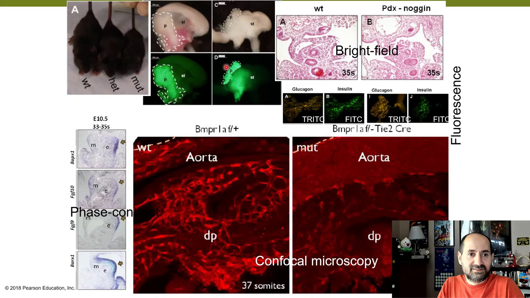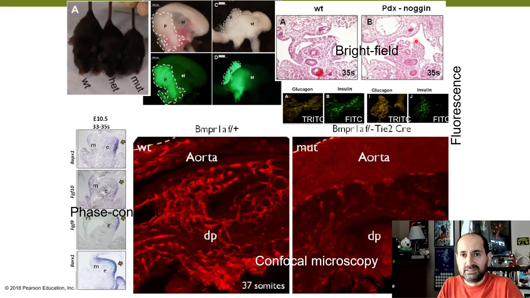I then sectioned the pancreata, and this was bright field microscopy with H&E staining. You can see the pancreatic bud of the wild type mouse pancreas and the mutant mouse pancreas. And by the way, these pancreata are from the embryos, not from these adult mice here. So here you could see the pancreatic bud is developing nicely in the wild type mouse, but in the mutant mouse, it's not developing, it's not growing.